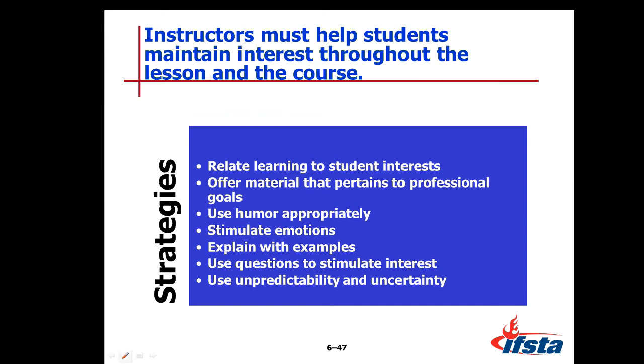Relate the learning to the student interests. We're all interested in the fire service, so kind of use that one to your advantage and keep everything related back to fire service and related topics. You need to offer material that pertains to professional goals. So this class is not necessarily an end, but a beginning. That's why it's a prerequisite for Officer 1, just so you have that information and so you can continue on your personal goals to promotion or a merit test or moving from a combo to a full-time department, things like that.